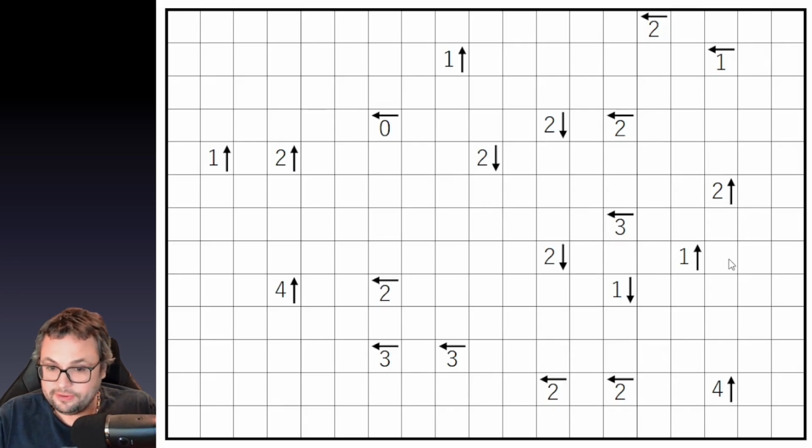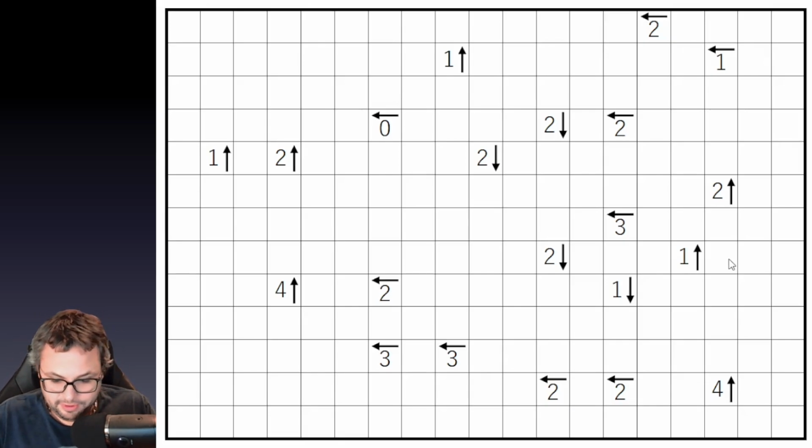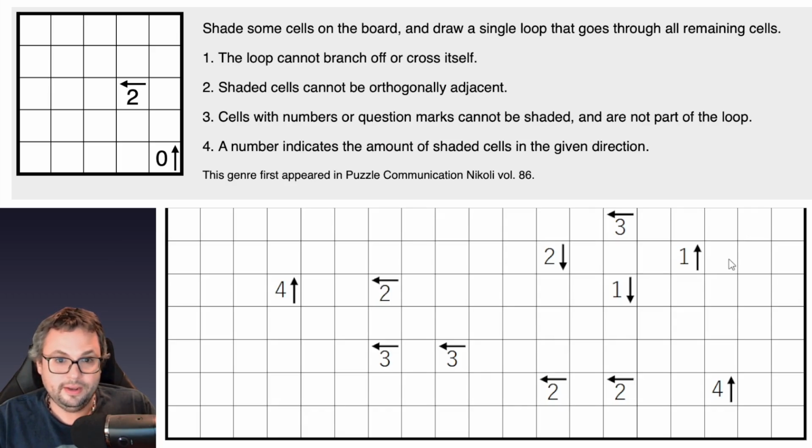Now, I've said this kind of thing before, so I may be wrong, but I'm pretty sure that we have done Yajilin puzzles on the channel before. So Tristan will be very shortly yelling at me as he edits this that no, we haven't. But anyway, I'll go over the rules just so that you can see them and see the example puzzle.